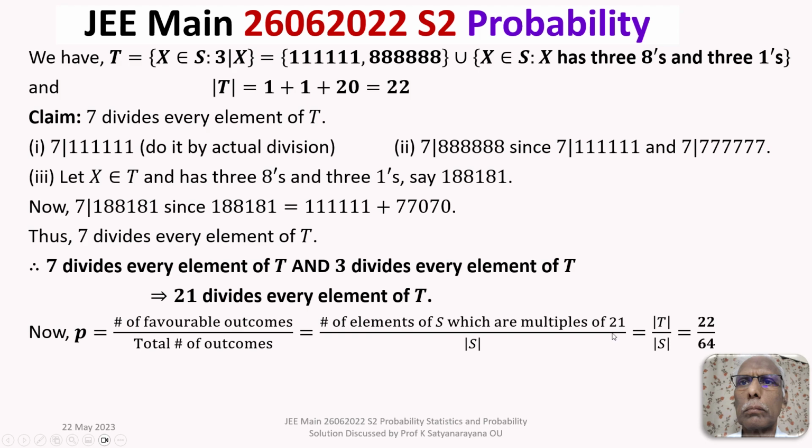by the order of the sample space. That is equal to the order of T by the order of S. That is equal to the order of T, 22, by the order of S, 64. That is P. We wanted 96 times P. 96 times P is equal to 96 into 22 by 64. Simplify, you will get 33. That is your answer. So 96 times P is equal to 33 is our answer.